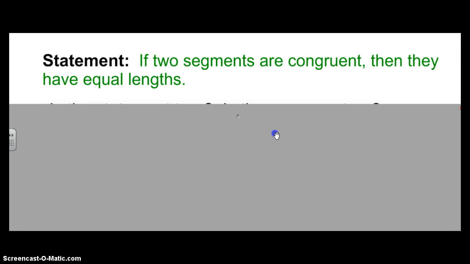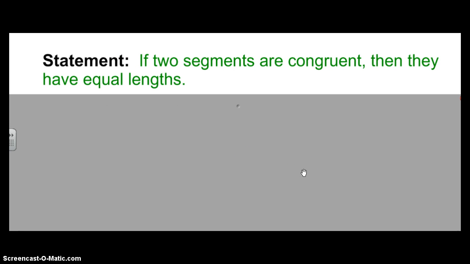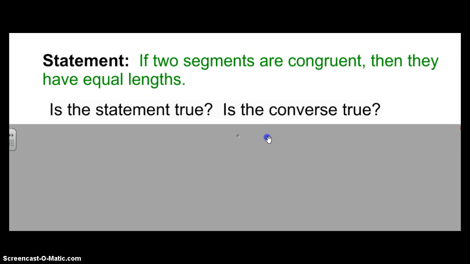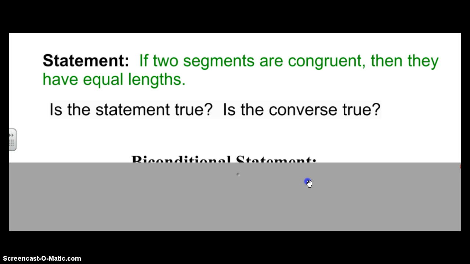Let's look at another example. If two segments are congruent, then they have equal lengths. So ask yourself, is this a valid definition? Can I write it as a biconditional? So, is the original statement true? If two segments are congruent, then they have equal lengths. Yes, it is. We know that already. Now, look at the converse. If two segments have equal lengths, then they are congruent. Is that true? Yes, it is. Therefore, we could write this as a biconditional.